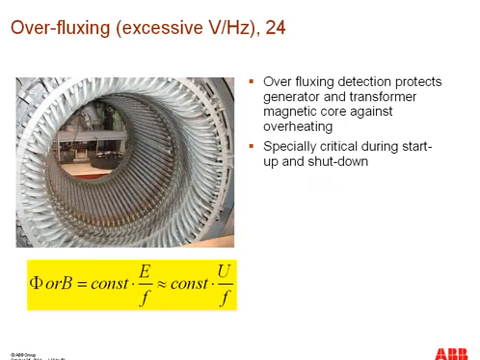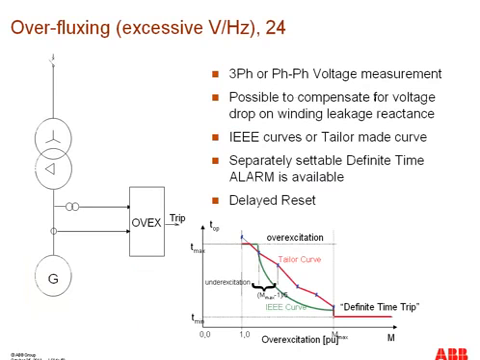Another type of protection is the overfluxing protection. Overfluxing causes eddy currents, and eddy currents will cause in turn heating, and that heating can damage the insulation, and it can cause overheating of the non-laminated metal parts, increase in the magnetization current, and increase in core and winding temperatures, and that can cause vibration and noises in the machine.